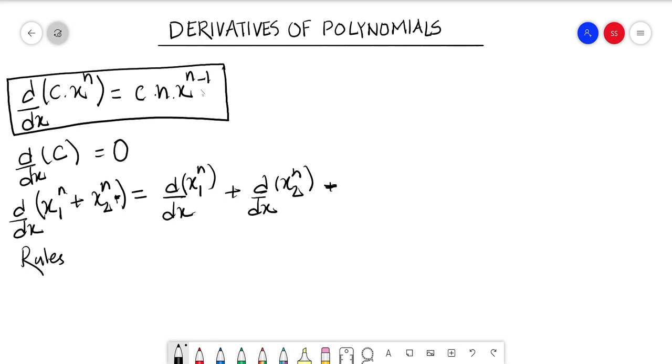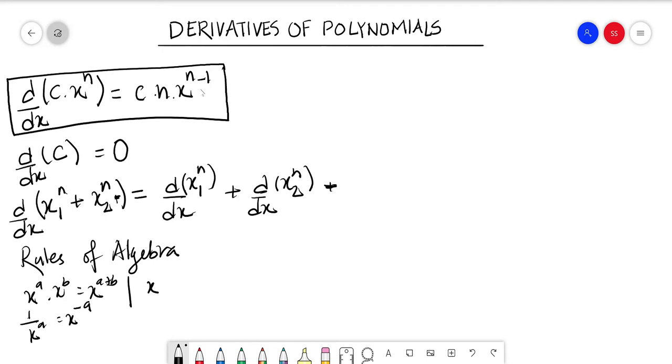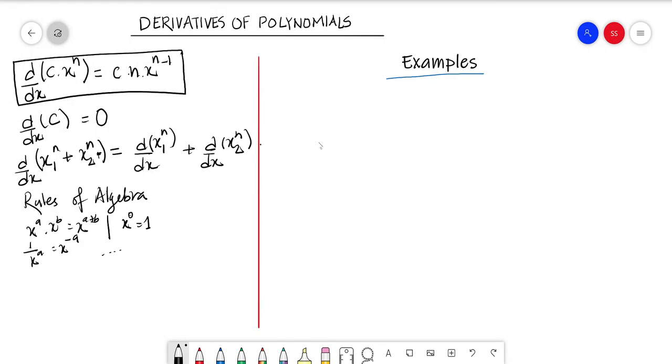It might be easier if you remember rules of some basic algebra, like x to the power a times x to the power b equals x to the power a plus b, or 1 by x to the power a equals x to the power minus a, and x to the power 0 equals 1. There are a few other rules of algebra that you might benefit from remembering while performing the derivatives of polynomials. To implement those formulas, I would like to go through a few examples.